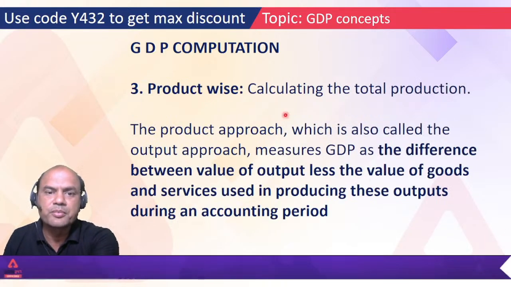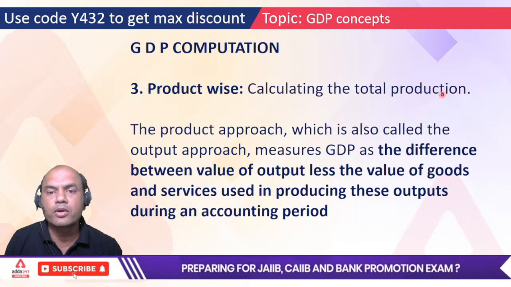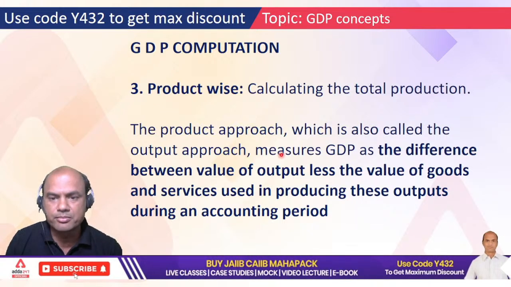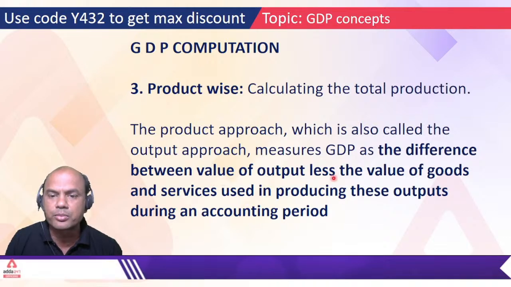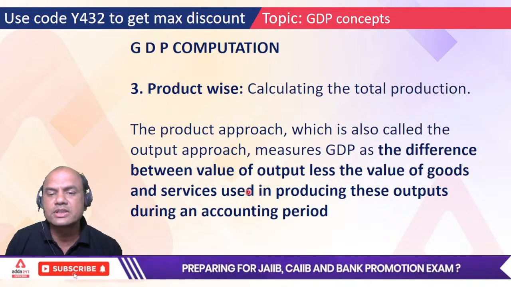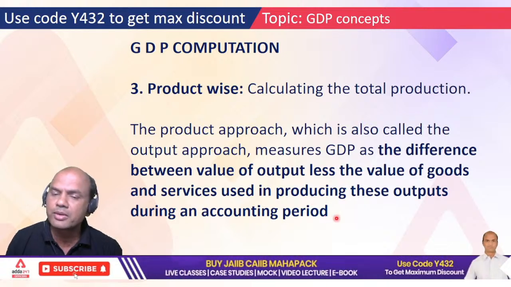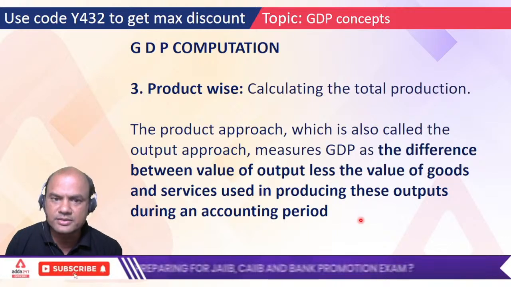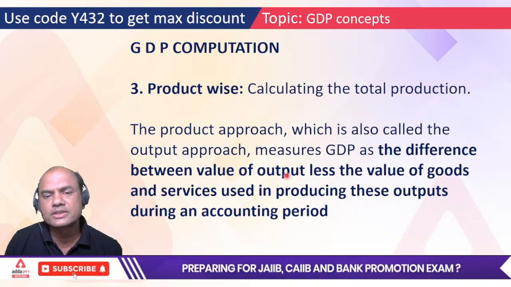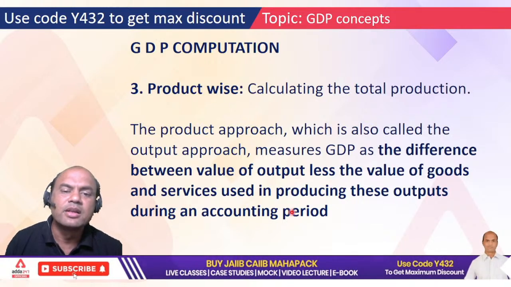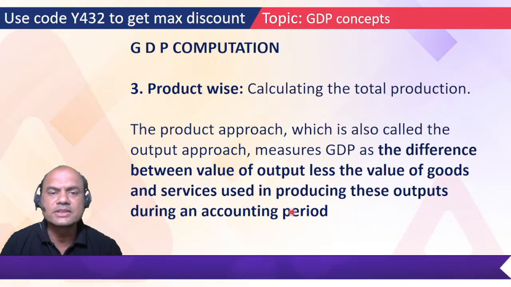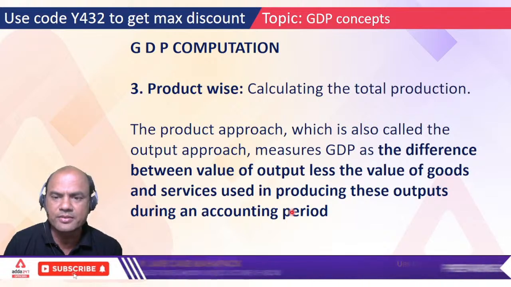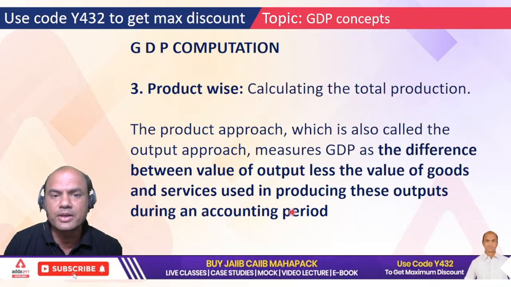Okay, move on. Product wise calculation of total production, the product approach, which is also called the output approach, measures GDP as the difference between the value of the output less the value of the goods and services used in producing these outputs during the accounting period. Means what? This consists of only the difference. For example, let's say the toothpaste. If I purchase the toothpaste for 10 rupees and the production cost of that toothpaste is, let's say, 7 rupees. So what is the GDP computation product wise?